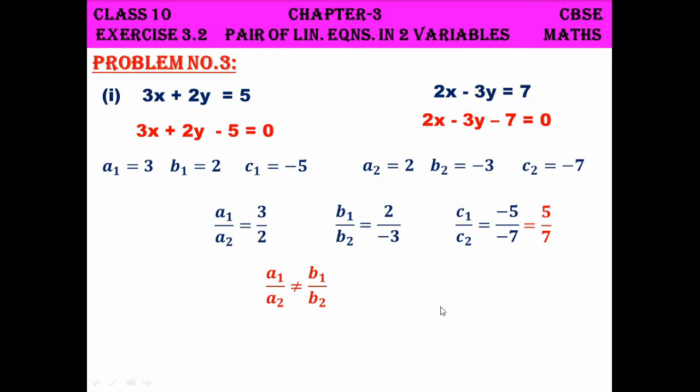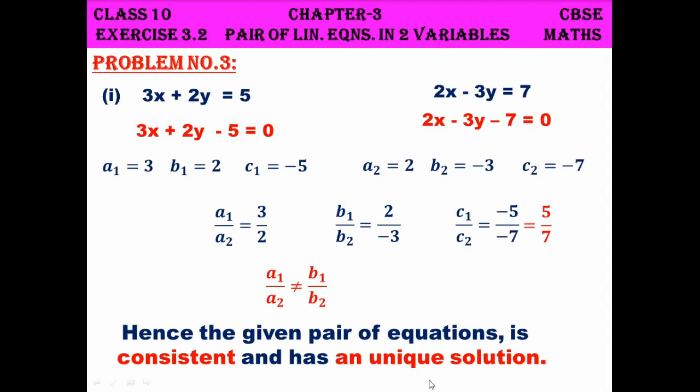In our previous problem, we said that the lines intersect at a point. In this problem, it is about consistency, isn't it? So here I am going to say that the equations are consistent and they will have a unique solution. All these conditions we have discussed in our previous videos. I have given the link of that video in the description box. Please go through it, right?